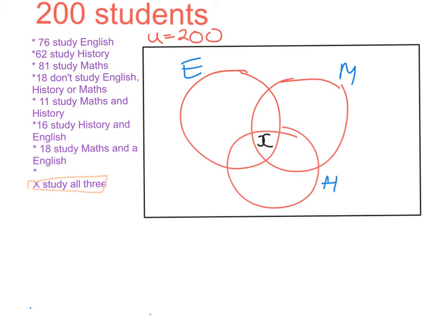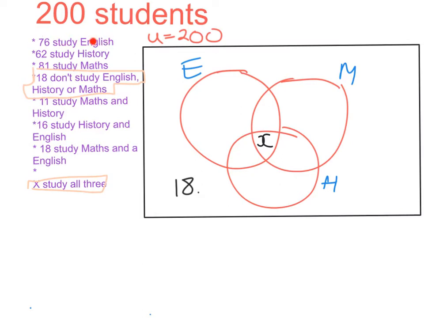Another piece of information I always say is to try and fill out the outsides. So the students that mightn't like English, maths or history, they're represented outside. And if I have a look here, I can spot that I'm told 18 don't study maths, history or English. So I can just write 18 out here. So that is 2 pieces of information down. I'm going to look at other pieces of information that I'm already told.